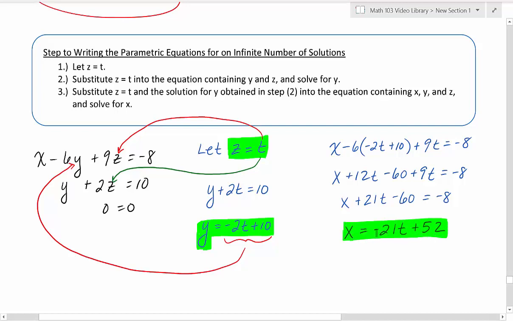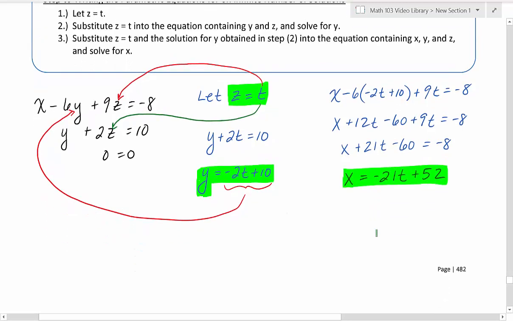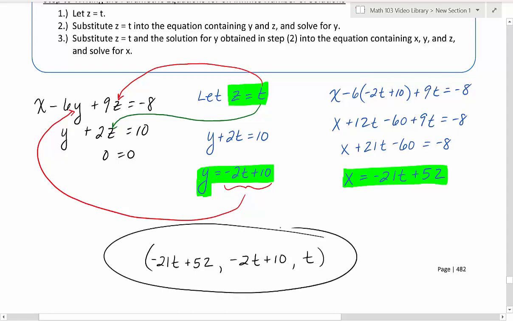There's our third solution. And like any answer to a system of equations, we want to rewrite this as an ordered triple. I know it looks weird, but be comfortable with it. It's okay to have algebraic expressions for our variables. We end up with the ordered triple negative 21t plus 52, negative 2t plus 10, and t.